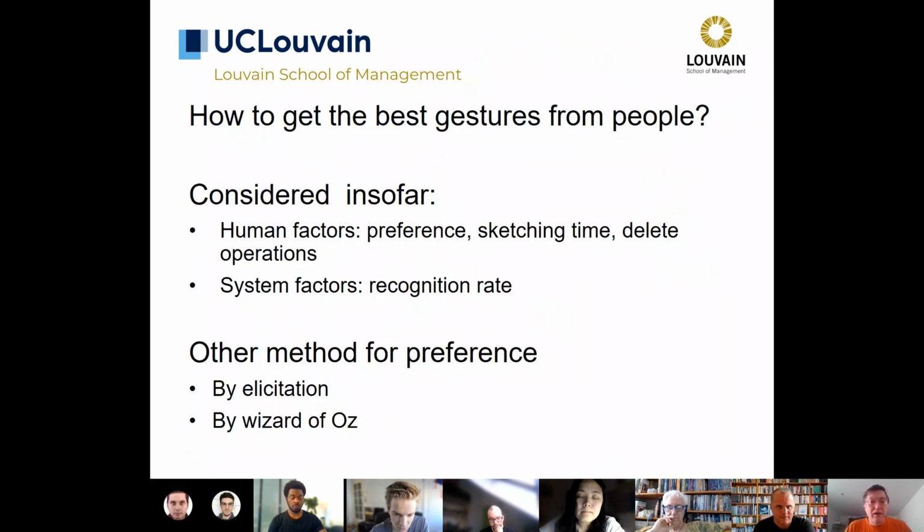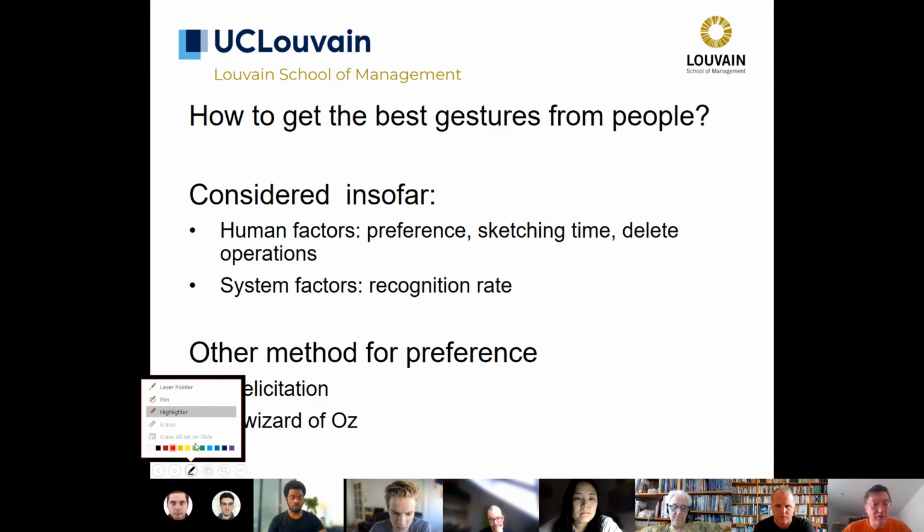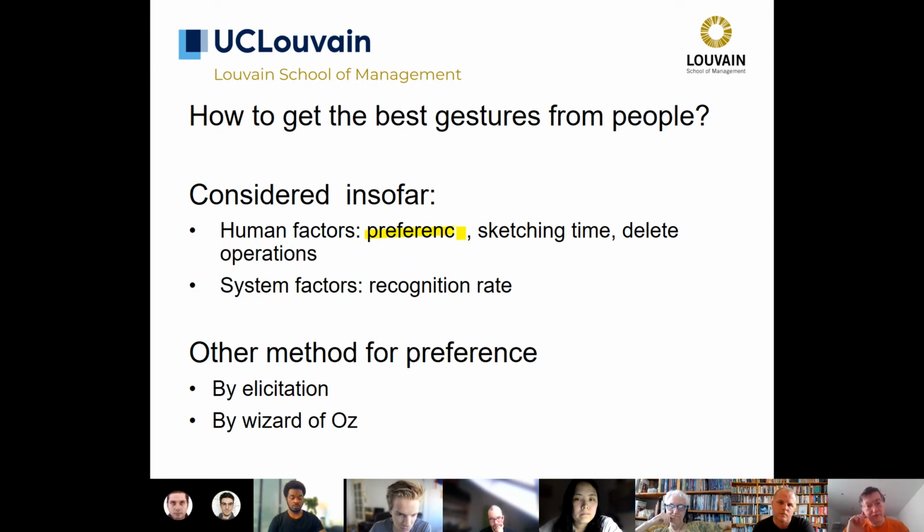Okay. So what we have until now is that, as we have seen just a few minutes ago, we asked people for preference, right? And we see that, of course, the more preferred the gesture, the more comfortable or the more usable it should be.